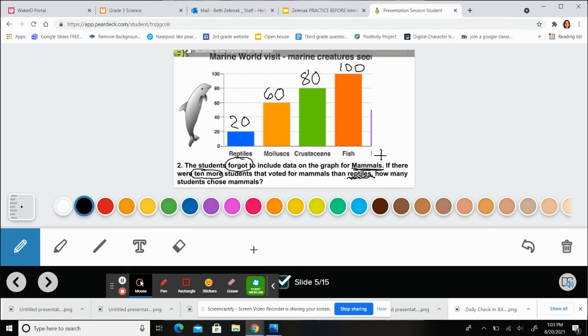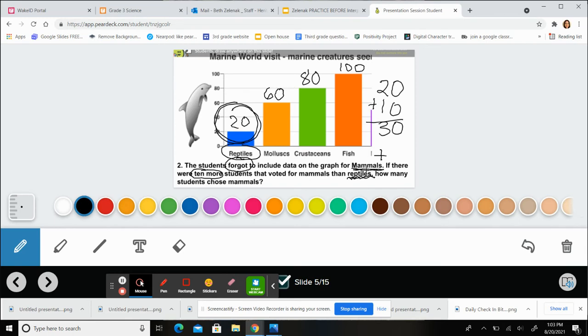And because they have no information about mammals, I'm going to add 10 to reptiles. So again, if you see that clue word reptiles, you can circle it on your graph. You can make a big deal of it there and stack your numbers so that you can see your ones place and your tens place. So 20 plus 10 more equals 30.